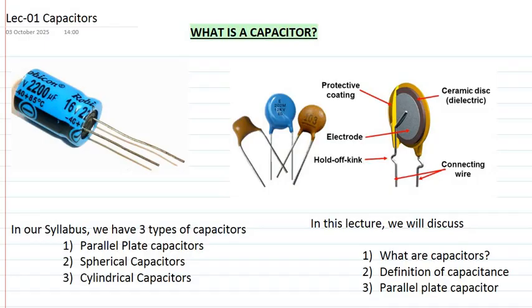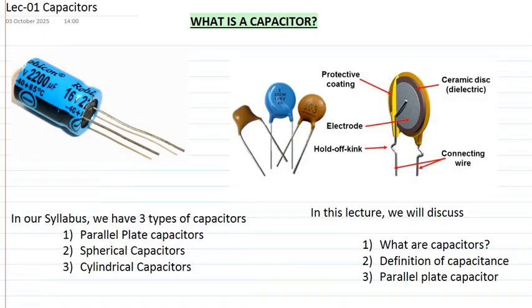Anyways, in our syllabus, we have to study three types of capacitors: parallel plate capacitors, spherical capacitor, and cylindrical capacitor. In this lecture, we'll discuss what capacitors are, the definition of capacitance, and what a parallel plate capacitor is. We'll do the derivation for the capacitance of a parallel plate capacitor, and the remaining derivations, spherical and cylindrical, we'll do in the next lecture.